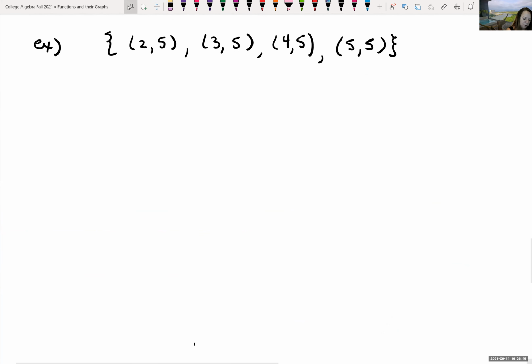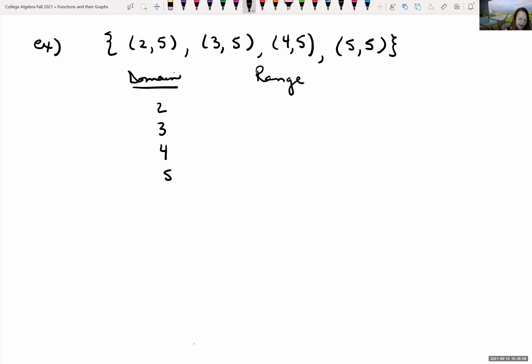And so our domain, notice our 2, 3, 4, and 5. And our range, only output that we get is 5. So 2 goes to 5, 3 goes to 5, 4 goes to 5, and 5 goes to 5.